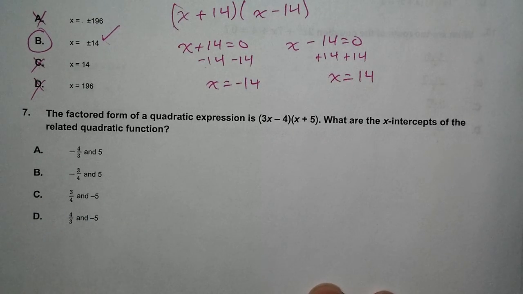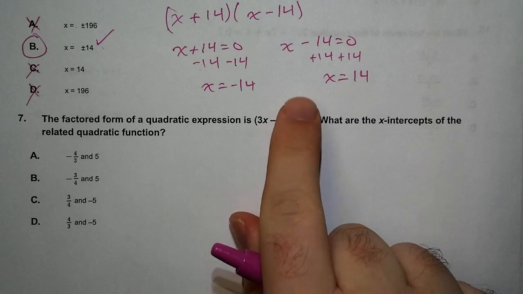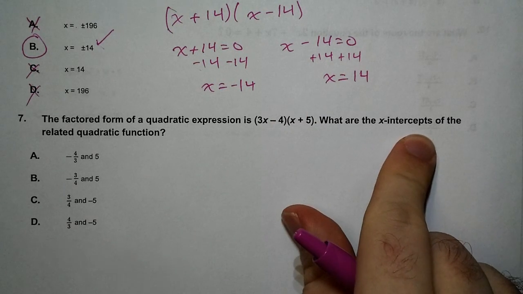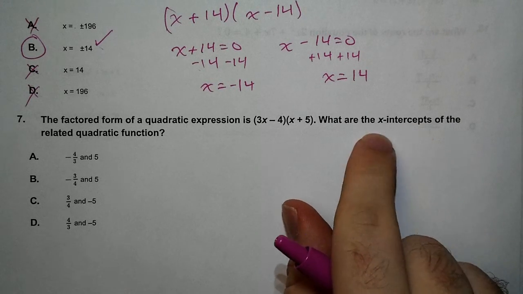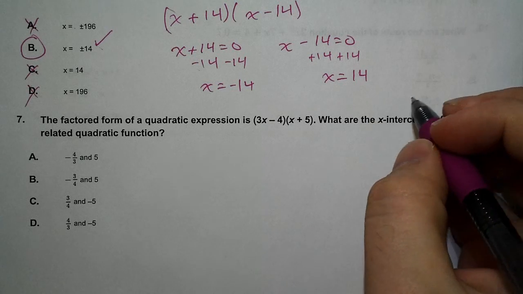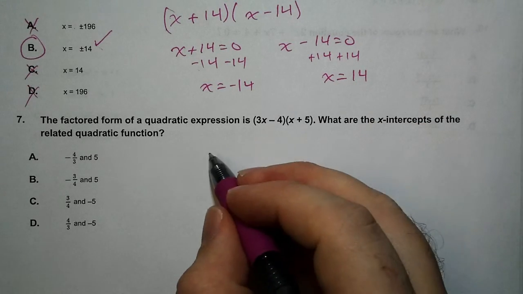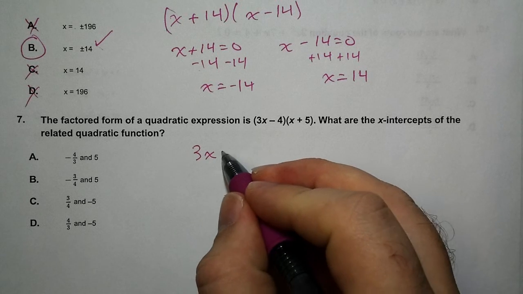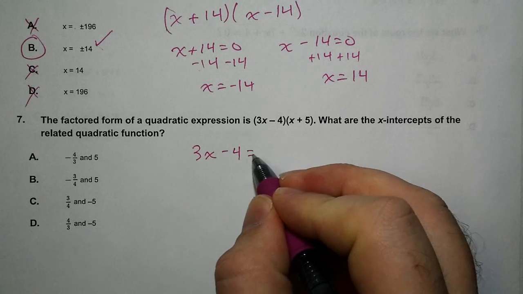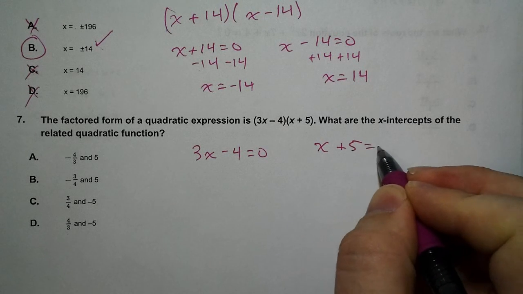Okay, number 7. The factored form of a quadratic expression is 3x minus 4 and 3x plus 4. What are the x-intercepts of the related quadratic equation? Well, we see x-intercepts. We should remember rocks, right? X-intercepts is going to be the same as the solutions. If we already have the factors, all we have to do to solve it is set it equal to 0, set this one equal to 0, and see what our two solutions are.